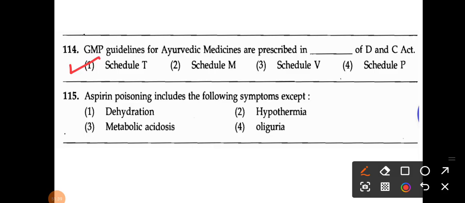The next question, 115: aspirin poisoning includes the following symptoms except. First one is dehydration, then hypothermia, metabolic acidosis and oliguria, right? So all are symptoms of aspirin poisoning except one. So the correct answer is hypothermia, because aspirin produces hyperthermia, not hypothermia.